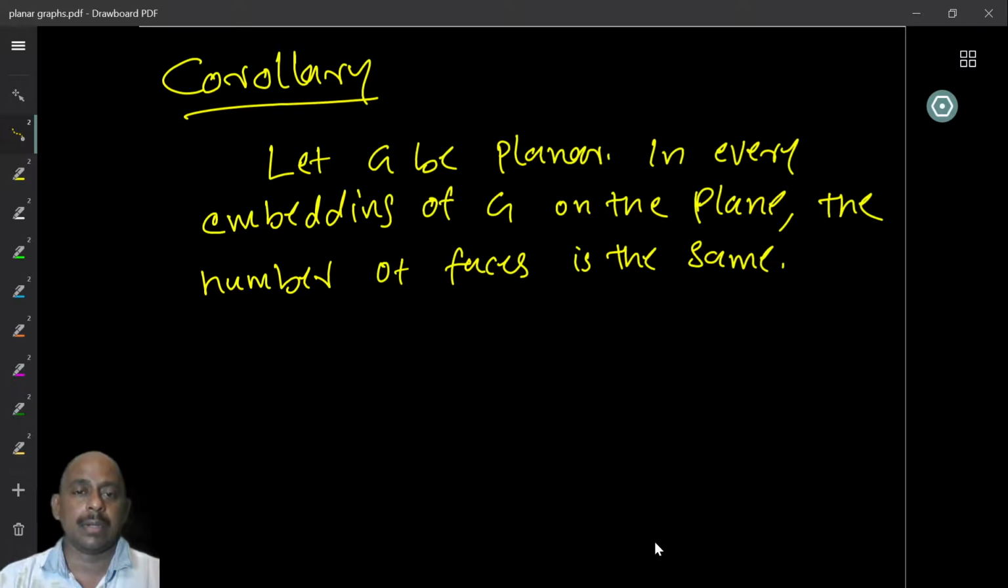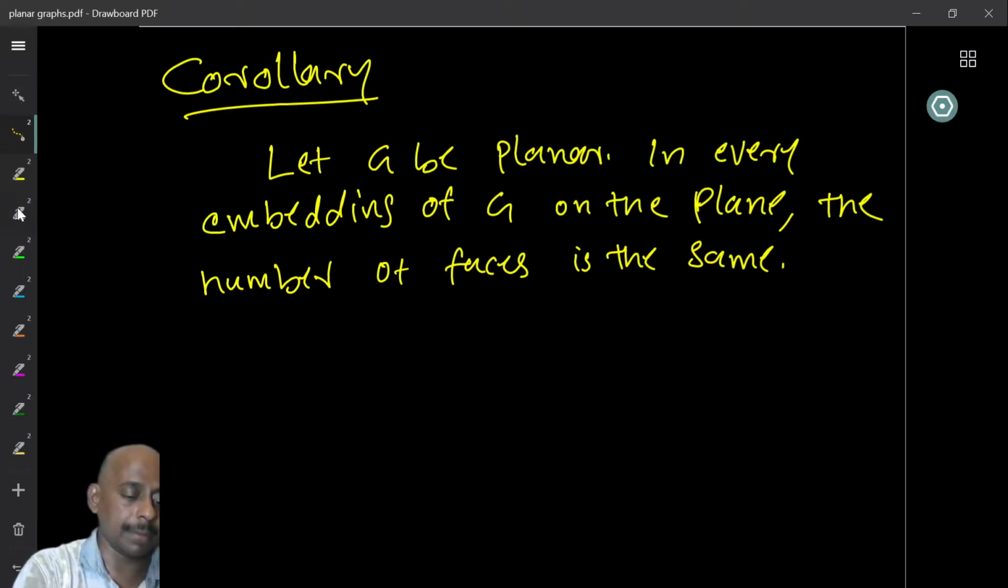Now, here is a corollary. Let G be planar. In every embedding of the graph G on the plane, the number of faces remains the same. You can have several embeddings of the graph, but for example, I will show you the graph with the different embeddings. Let us take one example.